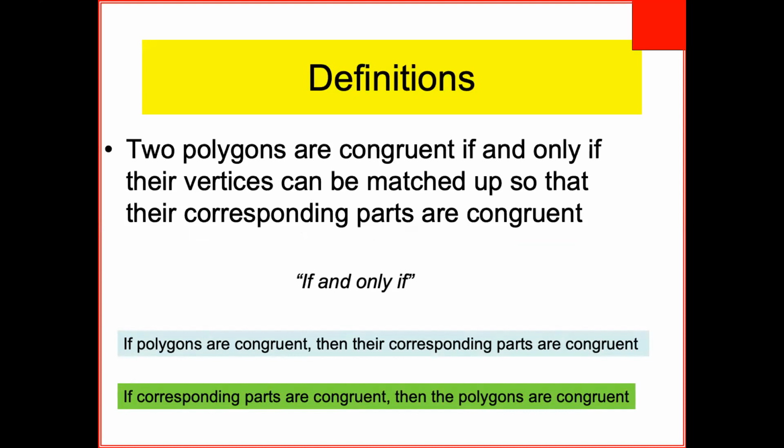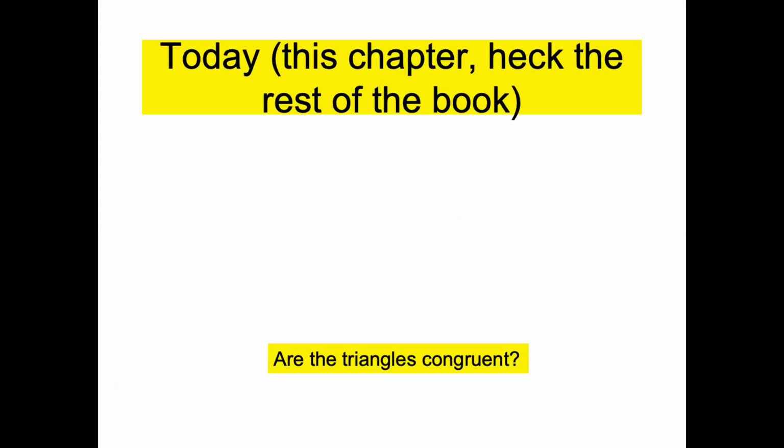And this one in green, we will use the one in blue a little bit, but the one in green is what you basically spend the rest of the book doing. For today, this chapter, and heck, the rest of the book, that's what you'll be doing. I'm going to give you a triangle. I'm going to give you another one. And you're going to prove that the two are congruent. Now, as the book progresses, we'll be doing different things if they are congruent, but this will be part of nearly everything that we do. Start off by showing the two triangles are congruent.